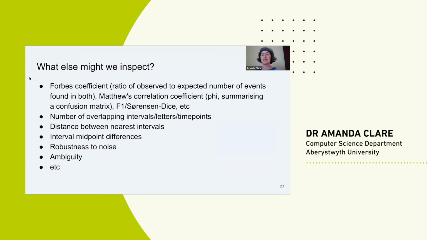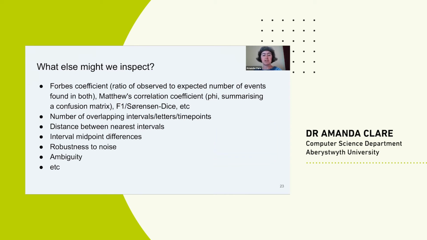So we could add a whole load more. We don't need to stop at those 72, but we did for this paper. We could add all sorts of interesting coefficients and measures. There's the Forbes coefficient, the ratio of observed to expected number of events found in both the prediction and the reality, or in the outputs from 2 different gene finding tools.